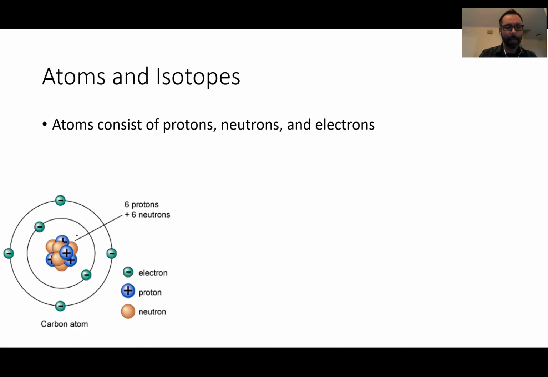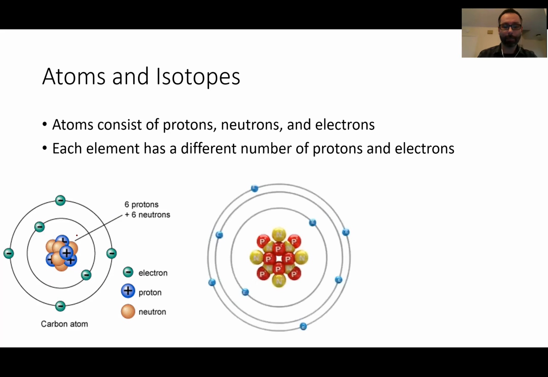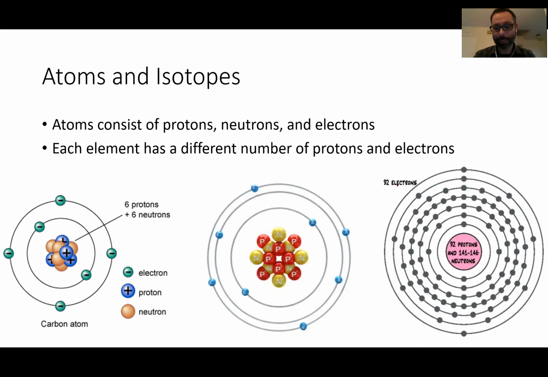Now, this atom is a carbon atom. It has 6 protons and 6 neutrons. This atom that just showed up has 8 protons and 8 electrons. Sorry, I said it says neutrons. It also has 6 electrons over here. This one has 8 protons and 8 electrons, and that's oxygen. And this one has 92 protons and 92 electrons, and this one's called uranium.